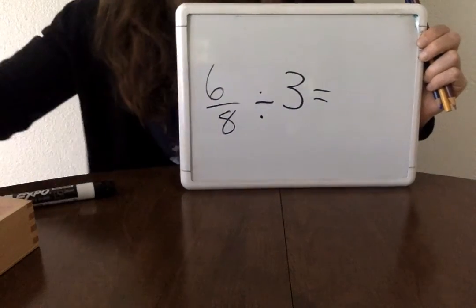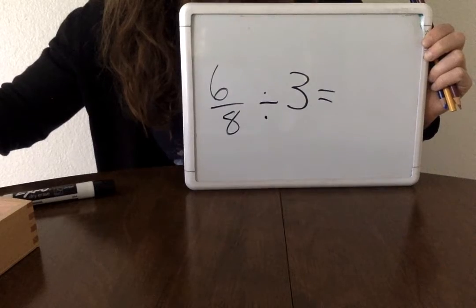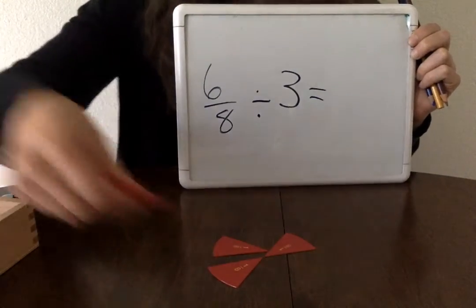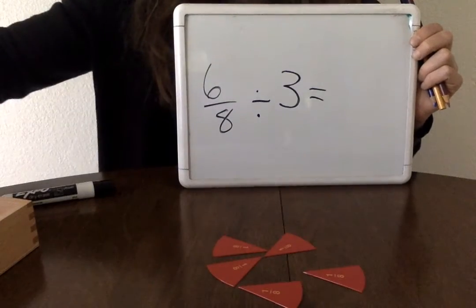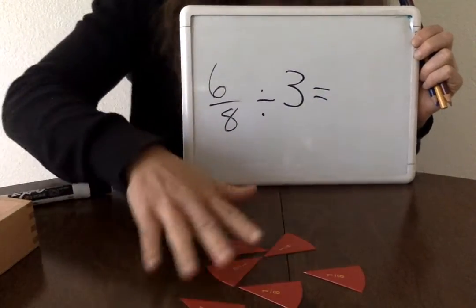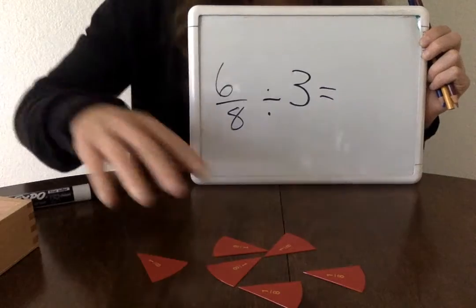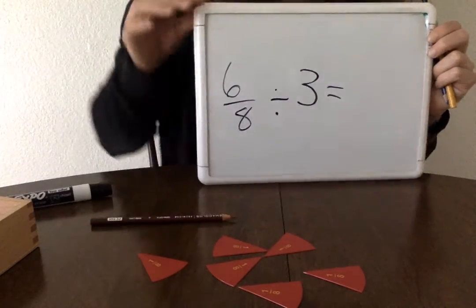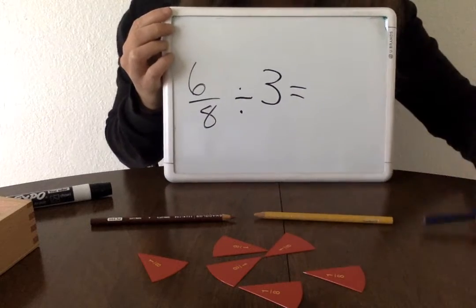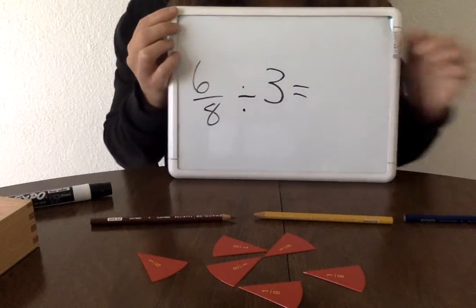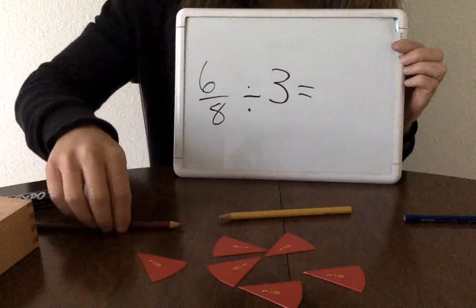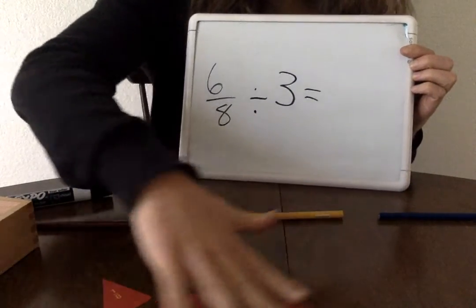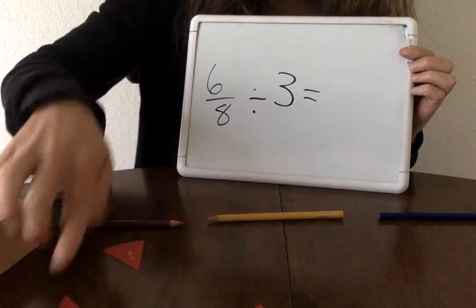I'm going to get out my dividend. 1, 2, 3, 4, 5, 6. There's my 6/8, and my divisor is 3. So I'm going to use pencils this time for my divisor. Okay, so here's my 3. 1, 2, 3. Okay, now we need to share fairly, so I'm going to give them each 1.